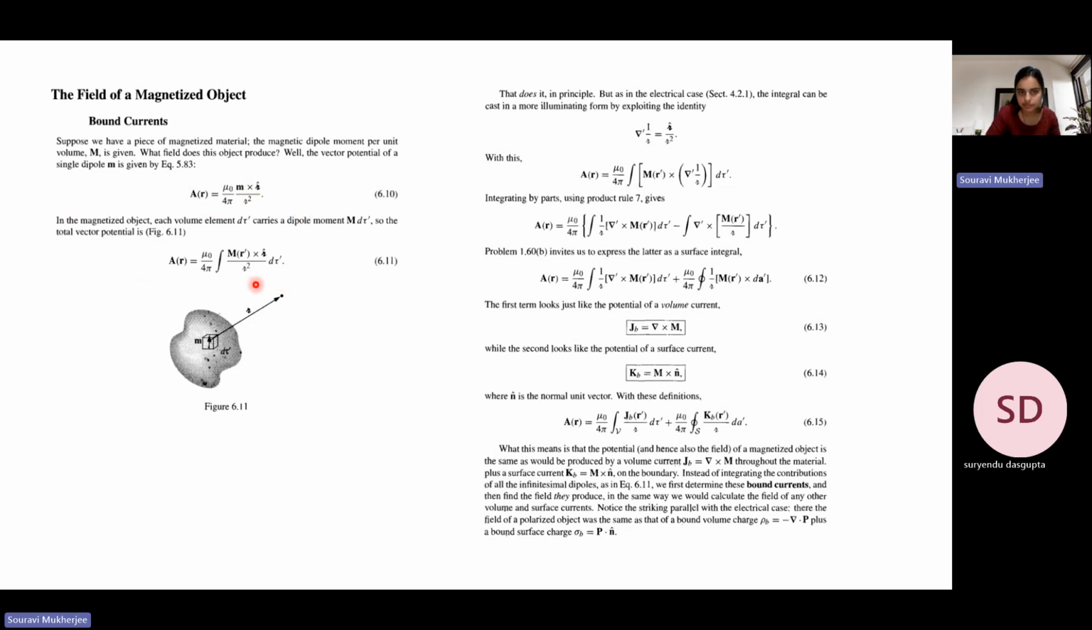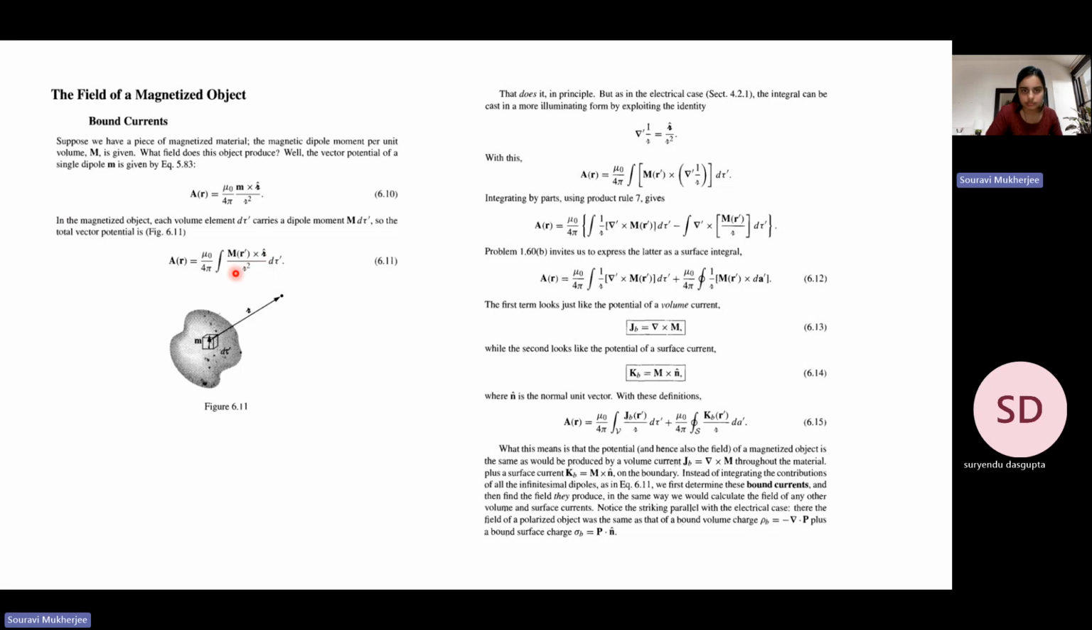So the net effect will be a volume integral. Okay. So if the magnetization is given as capital M, then M d tau has to be done. That's the dipole moment per unit volume. Like in the volume element d tau, the dipole moment is M d tau. And then you write the expression. So basically, this is the expression for your vector potential.